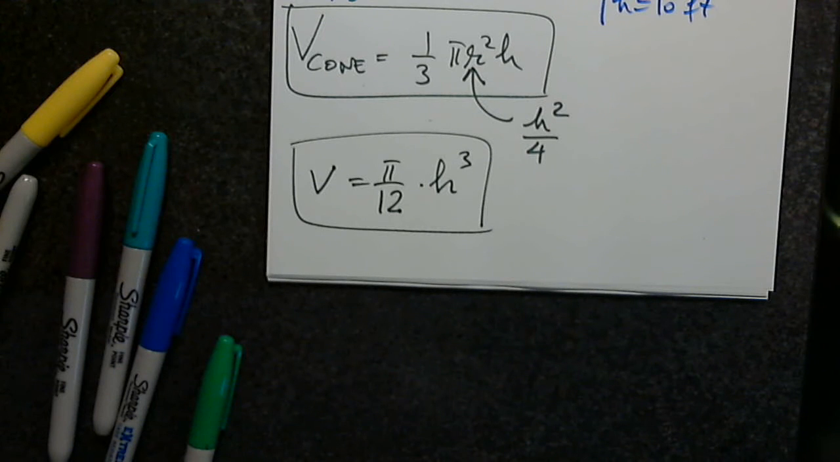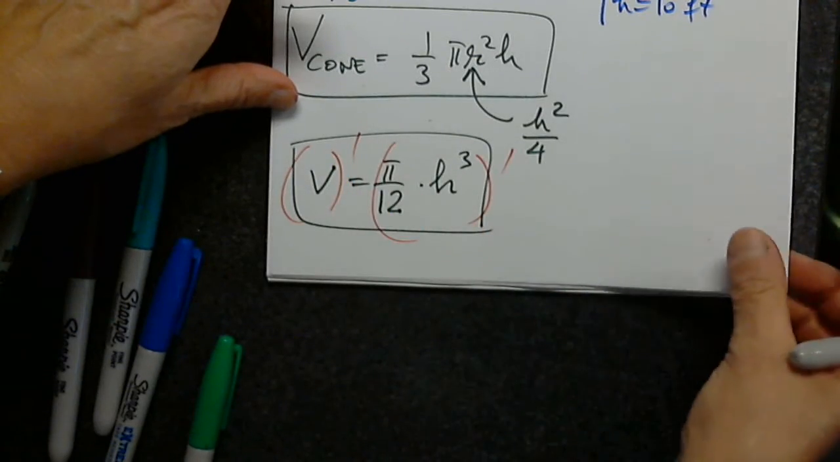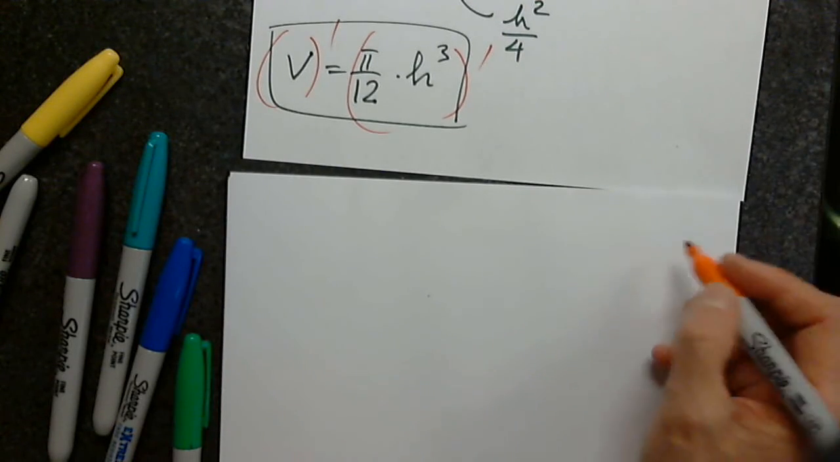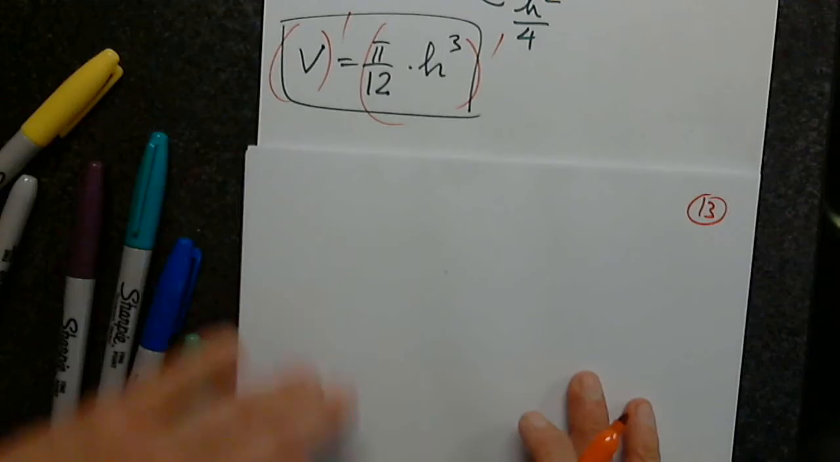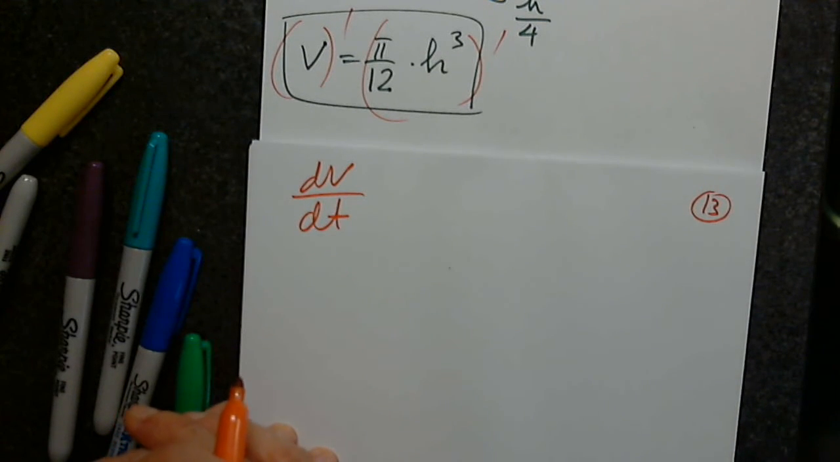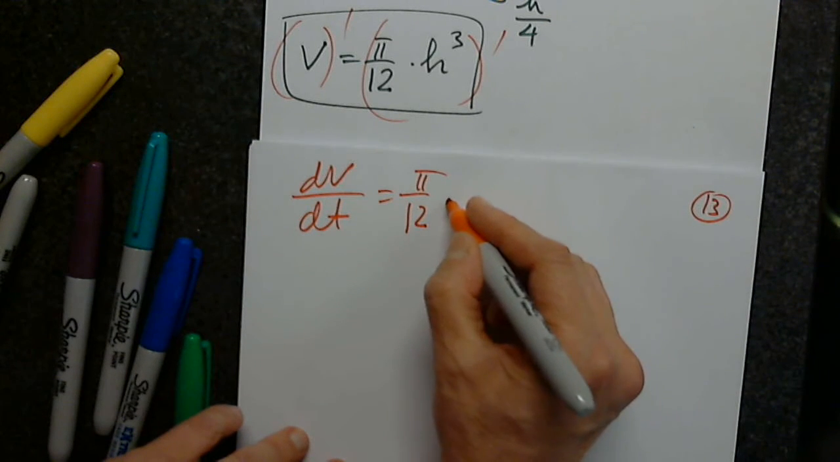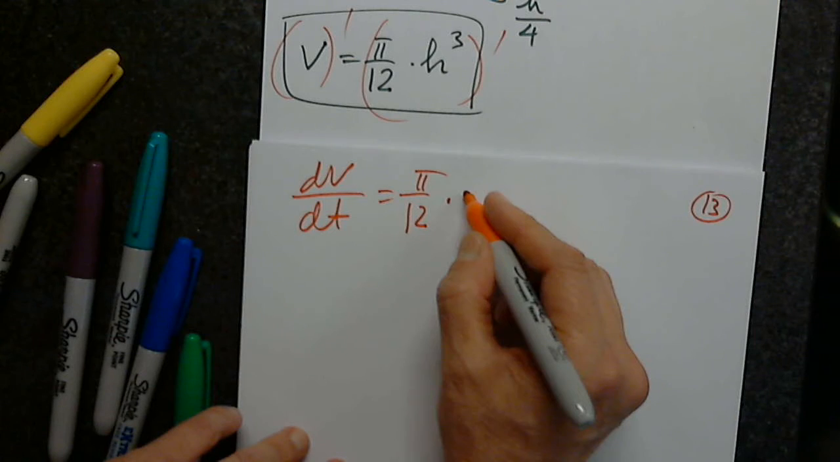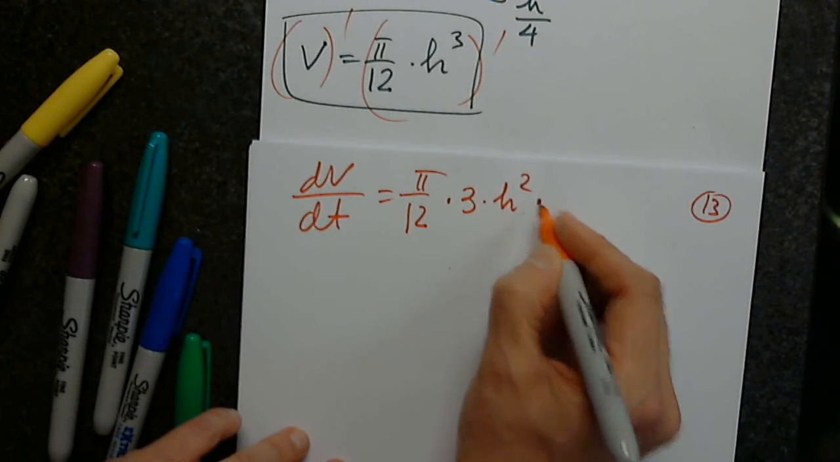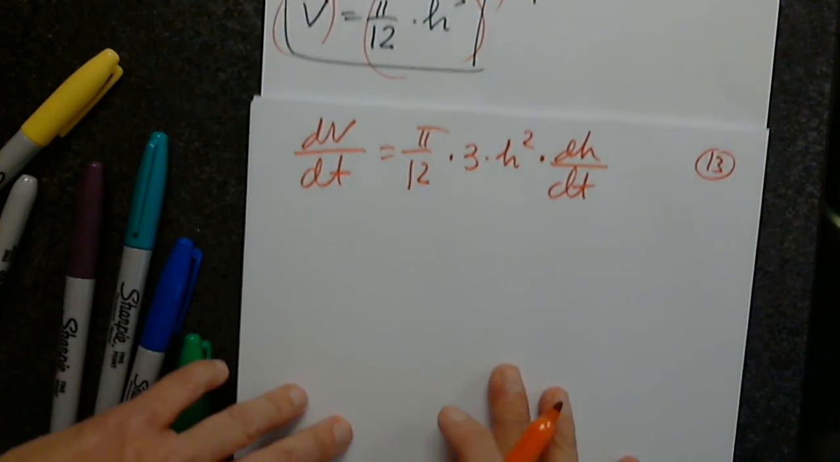Okay, so what do we do next? We differentiate the left-hand side and we differentiate the right-hand side implicitly. That's why we studied implicit differentiation before we got here. Good. The left-hand side is dV over dt, do you all agree? The right-hand side is pi over 12, that no one can change, times, good, times, awesome. I'm done.